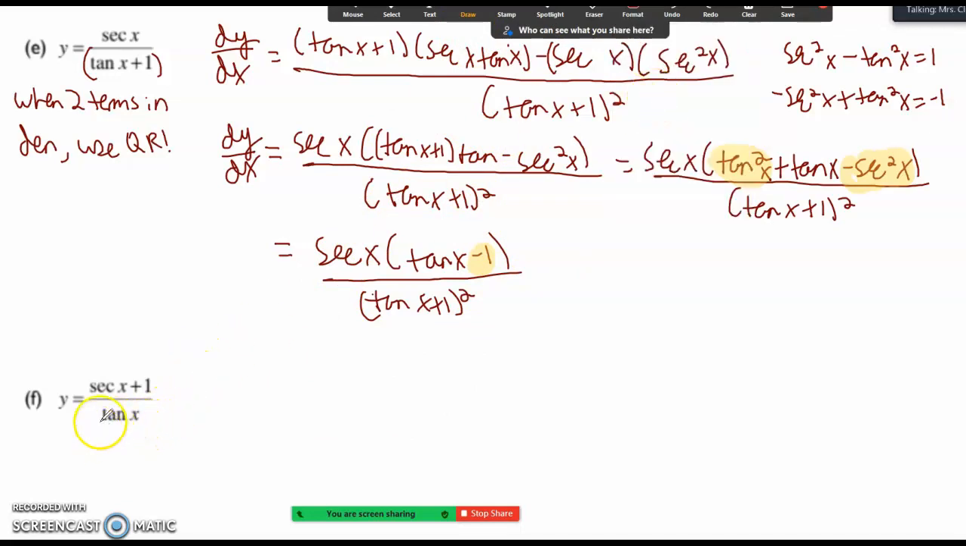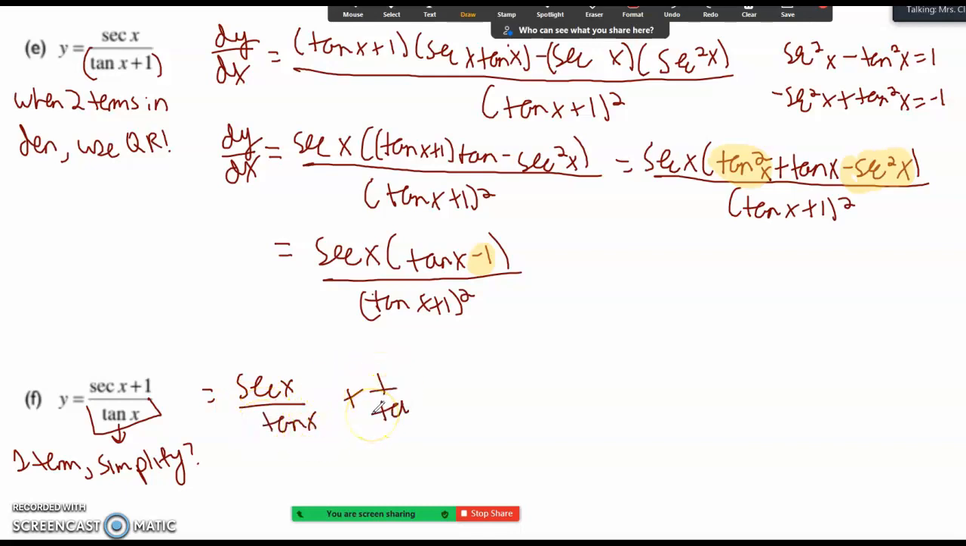Here, I only have one term, and I'm going to ask myself, can I simplify? So this is the same as secant x over tangent x plus 1 over tangent x. That becomes cosecant x plus cotangent x.